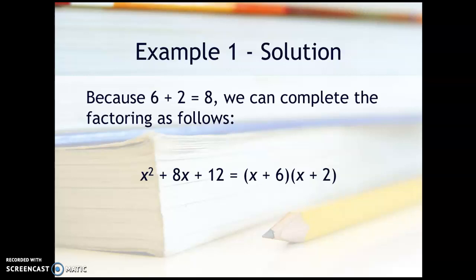First times first, x times x is x squared. Outside times outside, x times 2 is 2x. Inside times inside, 6 times x is 6x, and combine that with a 2x and you have 8x. And then last times last, 6 times 2 is 12.